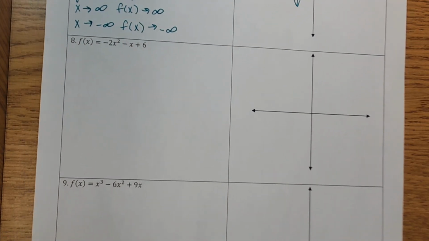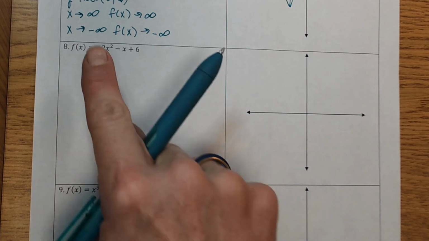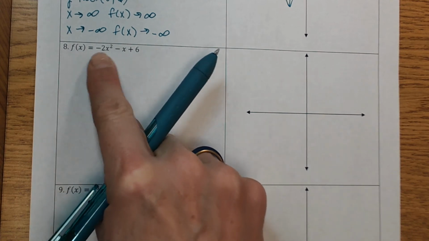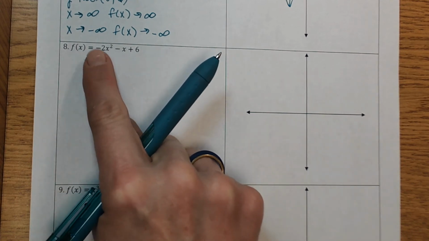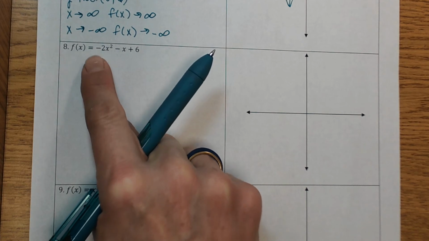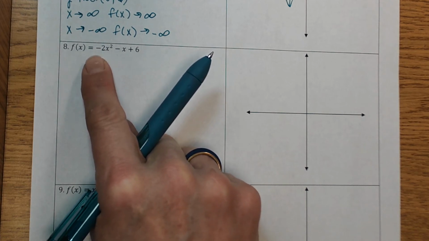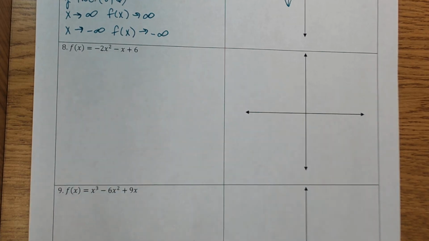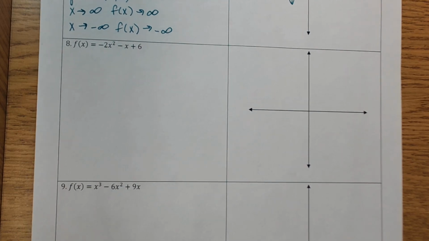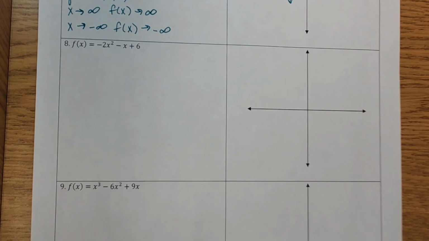Okay, looking at number 8. So I see a negative and I see a coefficient. Before I look at anything here, I want to factor out that negative. When I have a negative in front of my leading coefficient, when I try to factor with it, it tends to just mess up my numbers and I don't get them quite right.